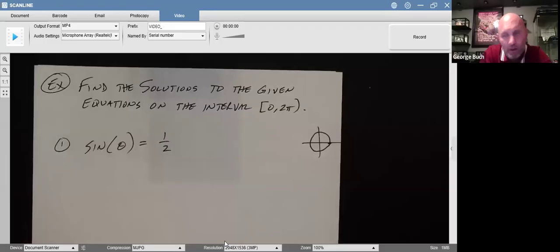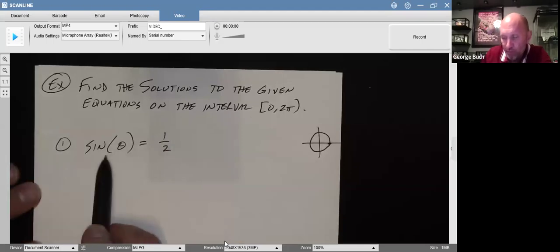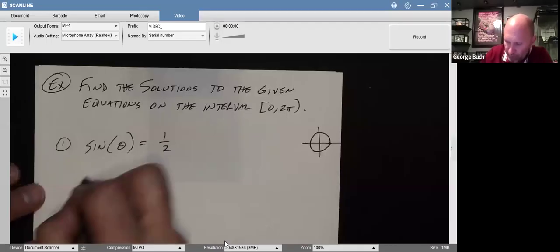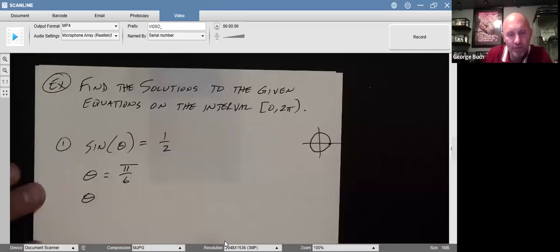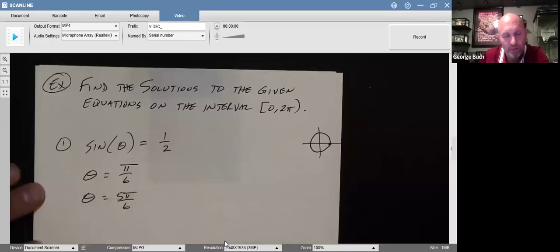And this is asking what? Our question says, where on the unit circle is sine equal to positive half? So if I pull out my entire unit circle and look at it, it's when theta is pi over 6 and theta is 5 pi over 6. That's it. That's all we have to do there.